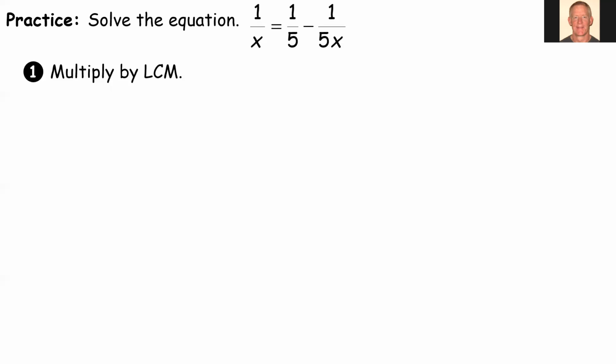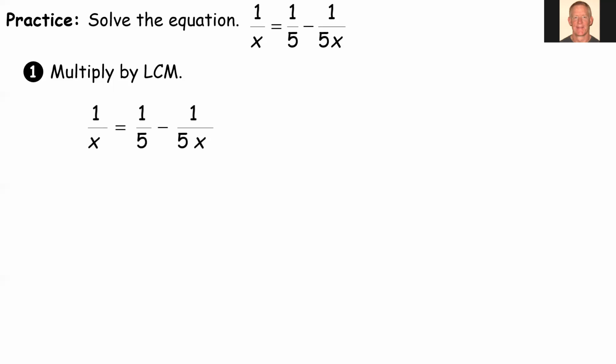All right, let's look at another example or two of the LCM method. And here's an equation that I mentioned a minute ago, that we have two terms on one side, right? 1 over 5 minus 1 over 5x. So this is where cross multiplying really doesn't work for us.